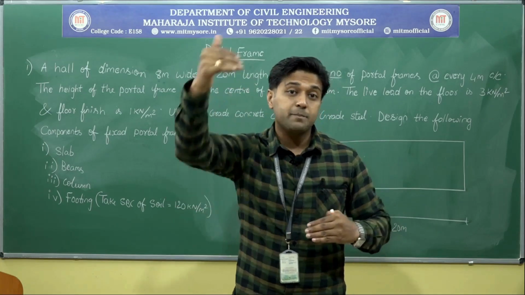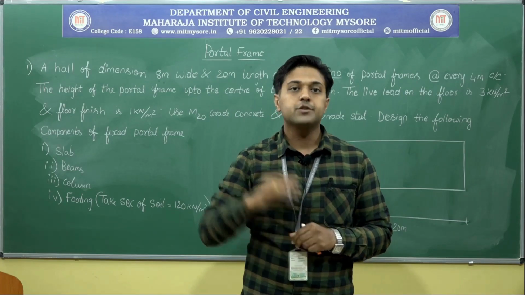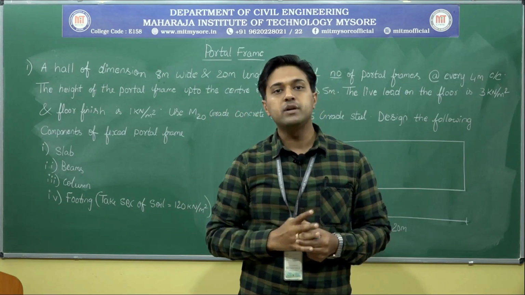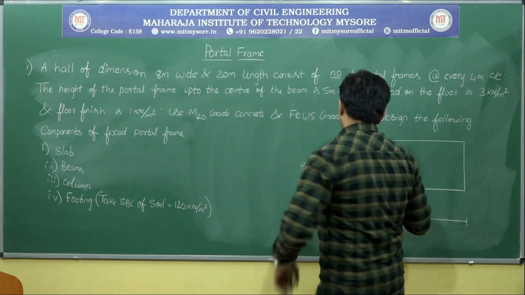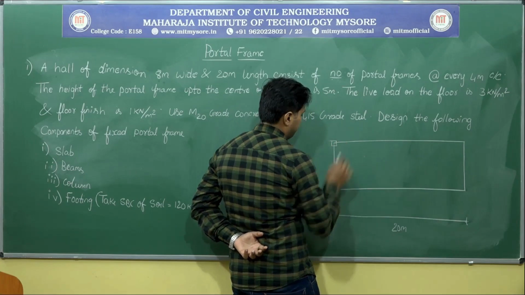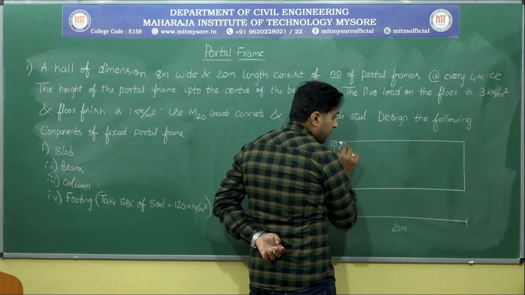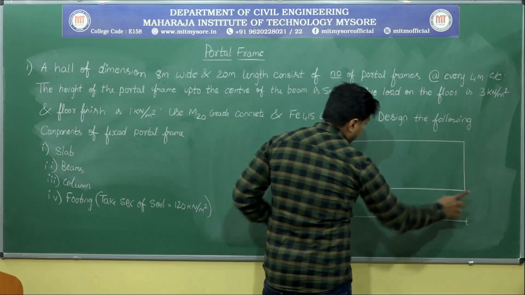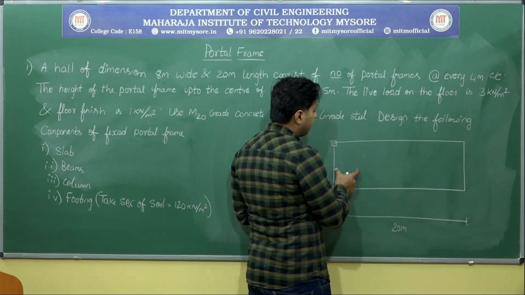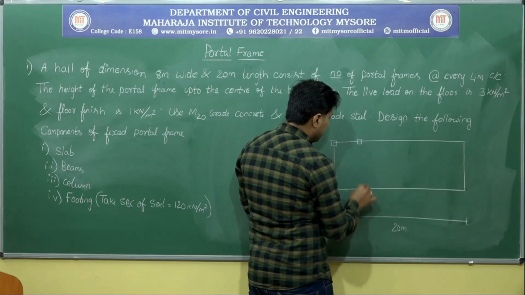What is the span of the center to center of the portal frame that they have given in this question? It is 4 meter center to center. It means I do not know the size of the column and all. Obviously, a column will be there, but I do not know the size. So, let me write it like this. Please remember, total is 20 meter. At every 4 meter there is a portal frame, which means at every 4 meter there should be a column.